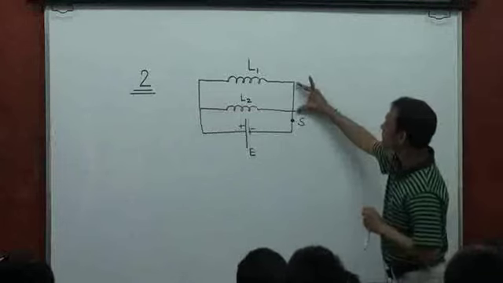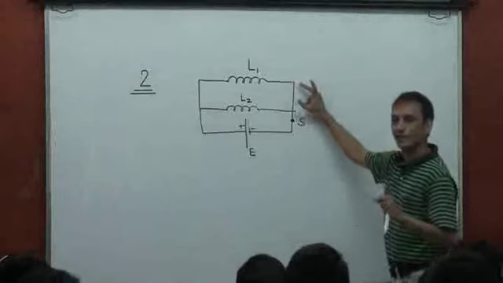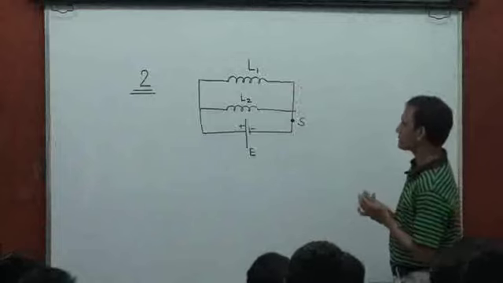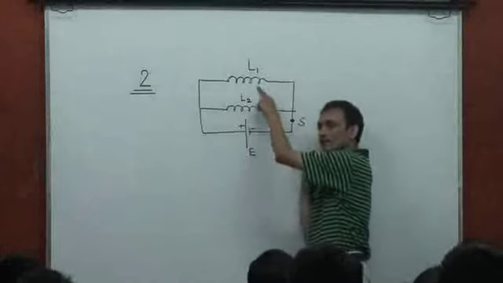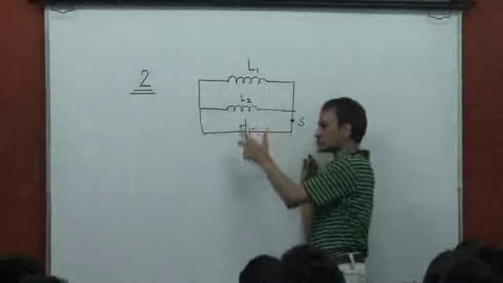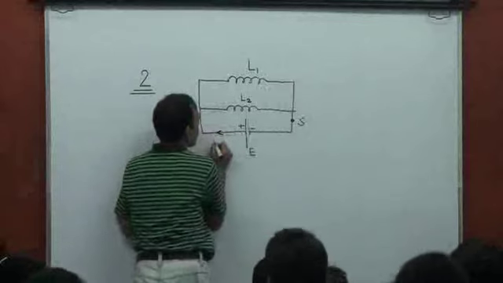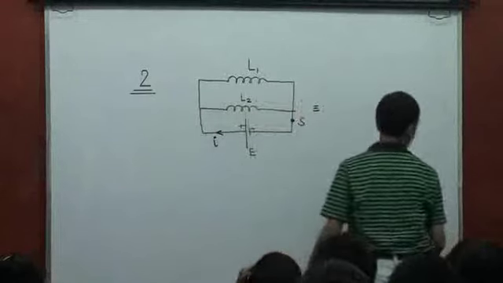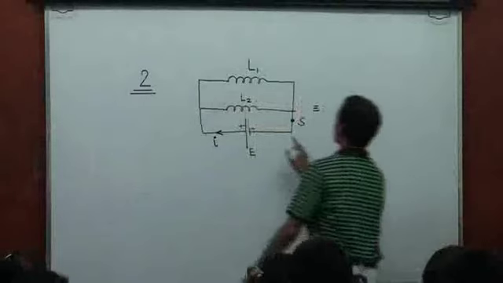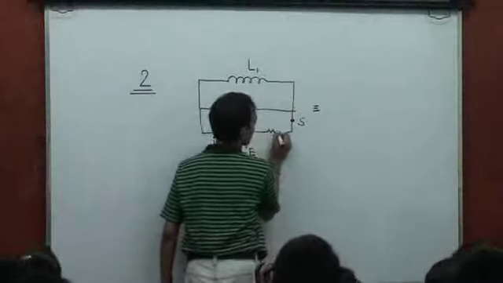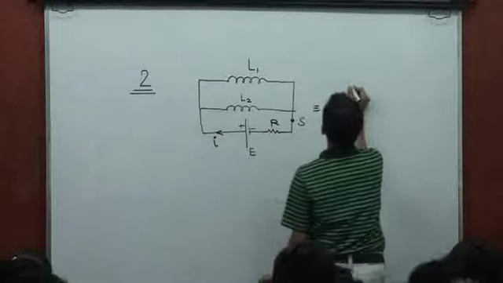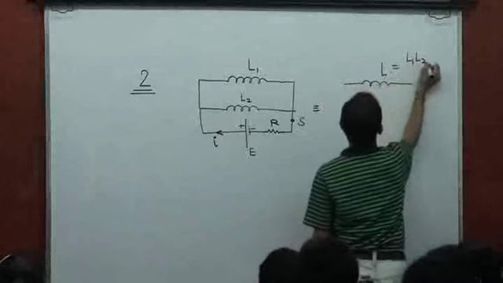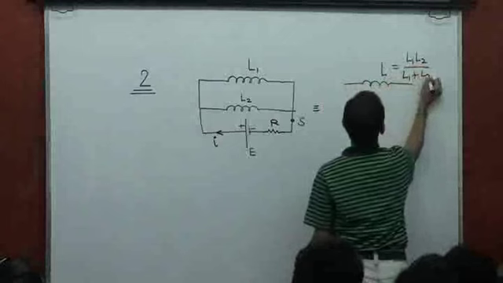So now this L1 and L2 could be replaced by one L, which is L1 L2 by L1 plus L2. What we need to find is, in this case, the current as a function of time through L1 and the current as a function of time through L2. So in any case, I do know the total current I as a function of time, because there must be a resistance capital R somewhere. This is the same as L, which is L1 L2 by L1 plus L2.